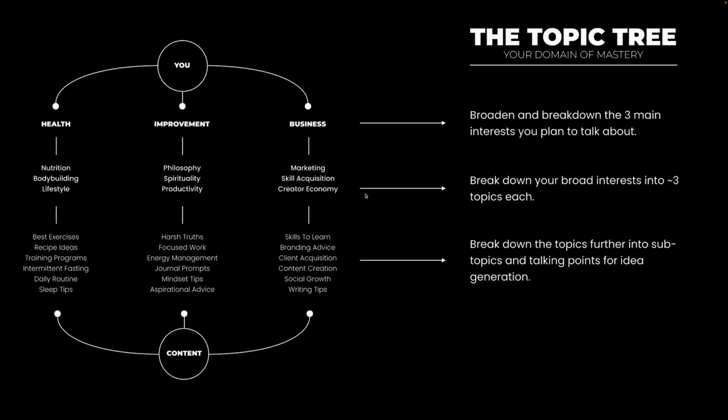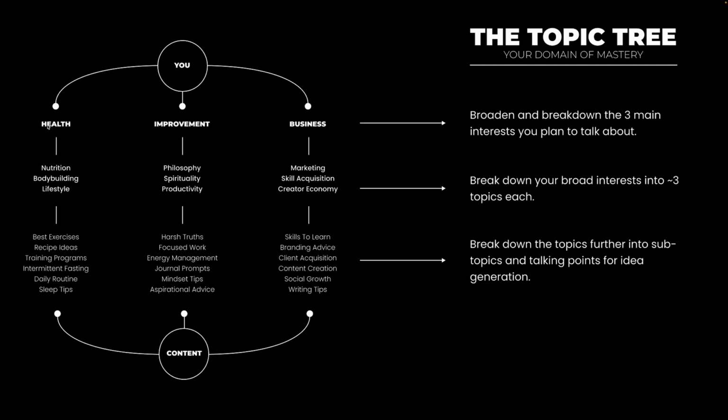What I want you to do is choose 3 fairly broad interests and then break them down. What I mean by that are things like health, improvement, and business. If you were to write down 3 interests that you want to talk about right now, what would they be? And I would encourage you to just pause this video, don't even look at this yet, and write them down. For a lot of people, the things they want to write about are a bit too specific in my eyes to allow for maximum idea generation.